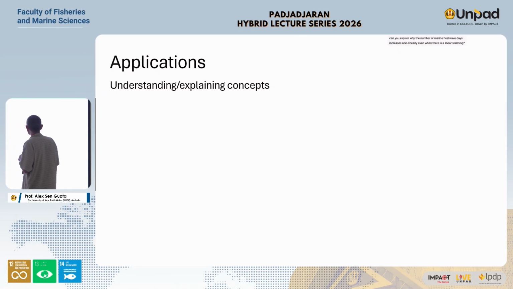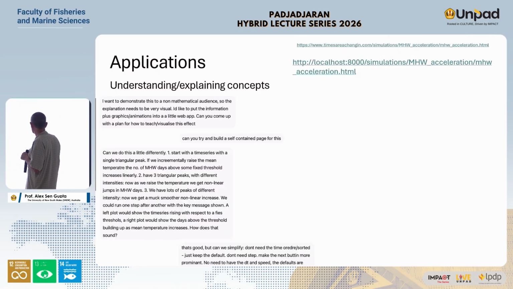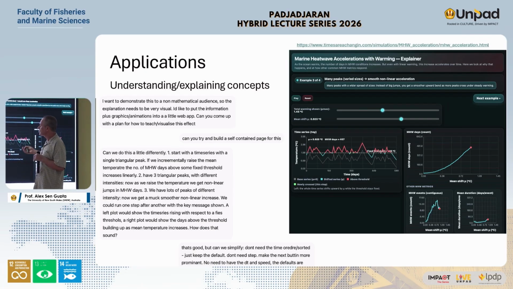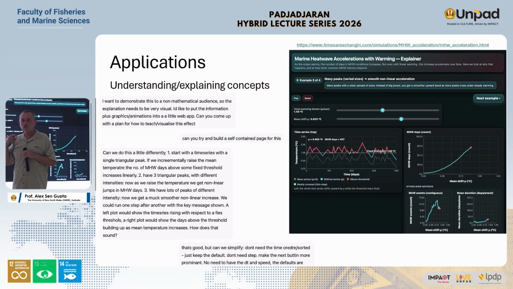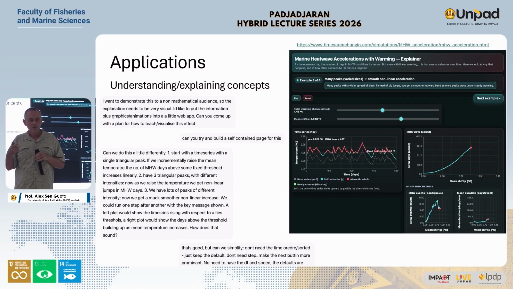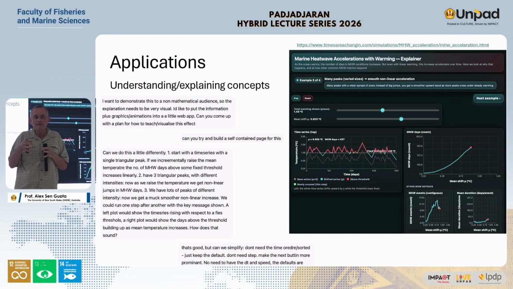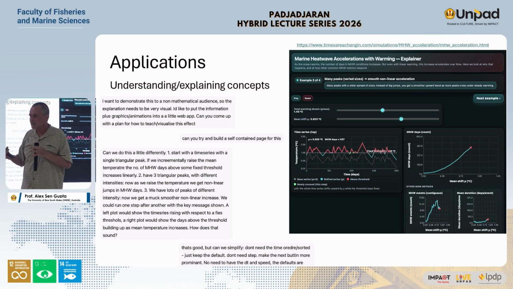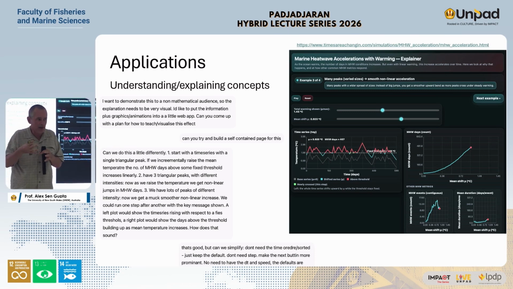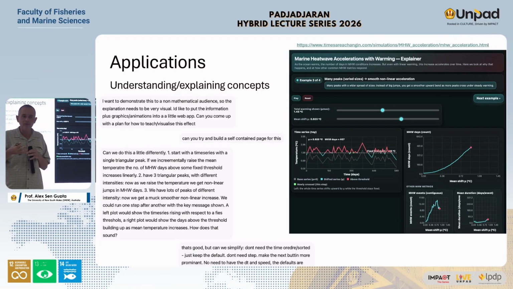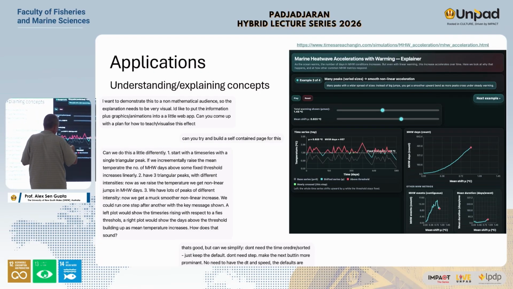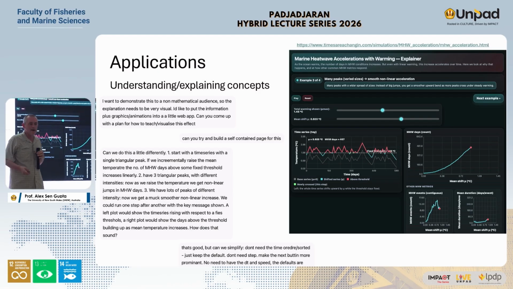I won't go through this one because I haven't got the link. But again, it's about trying to explain concepts. I was trying to get people to understand some property of marine heat waves, and it's very difficult to explain. So I asked AI to build me an app to help me explain it. I've got this app that now you can play with, and you can see the properties and how they evolve over time.